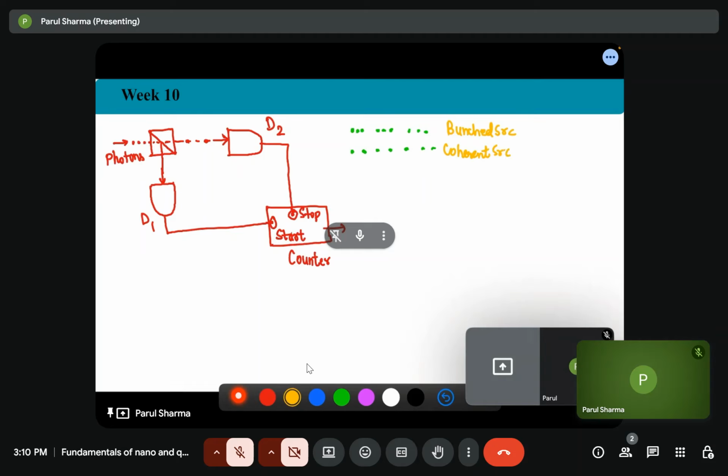Okay. So what has happened in the bunched source? In the bunched source, photons are bunched together and coming in packets.